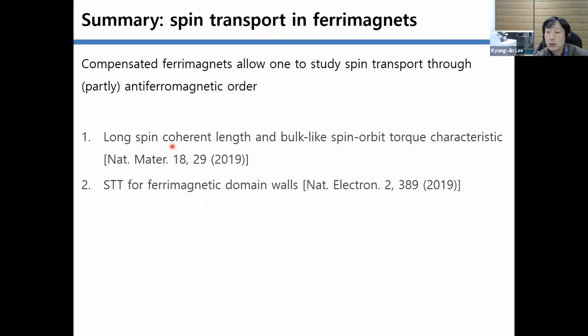Okay, so let me summarize the second part. We found that the compensated ferrimagnet, even though it does not have a perfect antiferromagnetic order, has a partly antiferromagnetic order, and it can be used to study the spin transport through the antiferromagnetic order. What we found is that the coherence length becomes longer, and also the non-adiabaticity for the ferrimagnetic domain wall is largely enhanced. We attributed it to the enhanced spin dephasing process due to the antiferromagnetic order. Thank you for your attention.